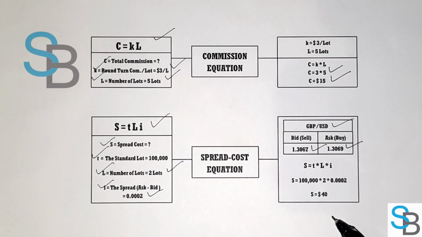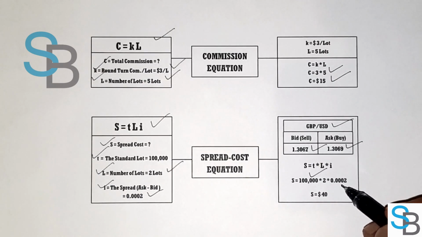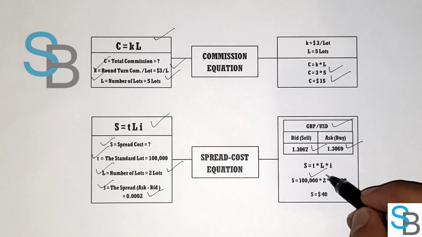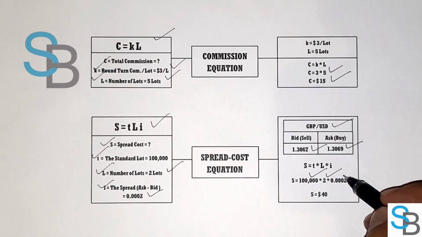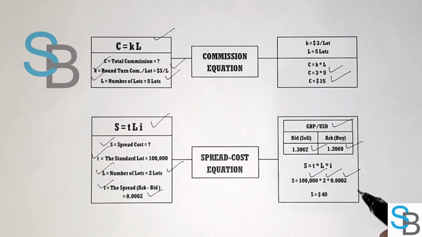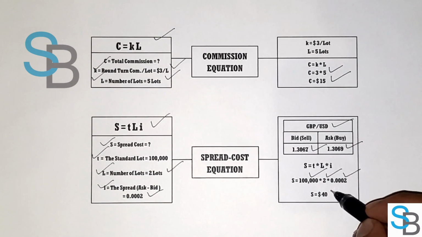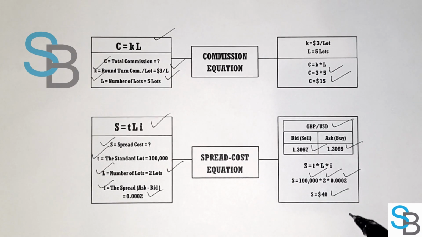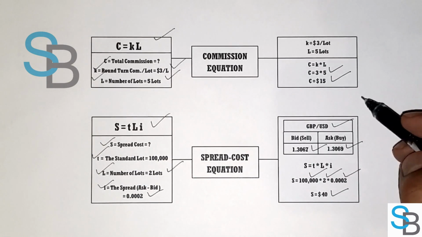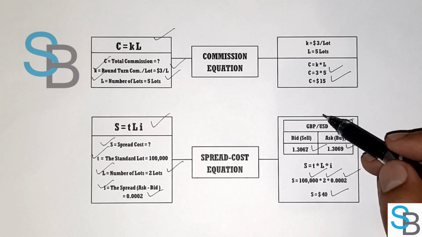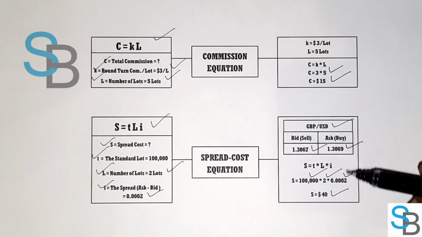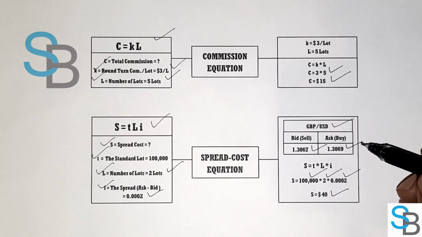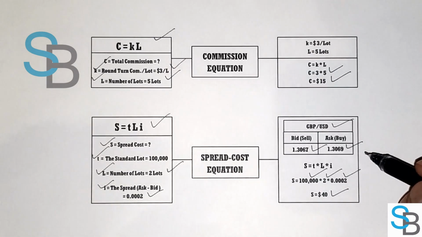So the standard lot is 100,000 times the number of lots 2 times the spread 0.0002, and we get the spread cost of $40. This is the amount your broker will earn instantly as soon as you buy the GBP USD, because if you buy it at 1.3069, you can now sell it at 1.3067. So you've lost 2 pips instantly, which is equivalent to $40.